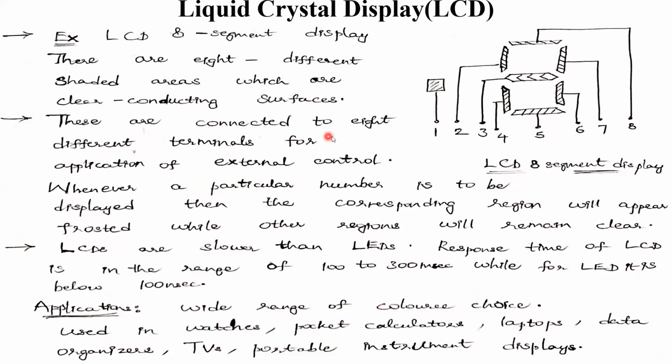These are connected to 8 different terminals for application of external control. We control with 8 different terminals for application of external control. Whenever a particular number is to be displayed, then the corresponding region will appear frosted.